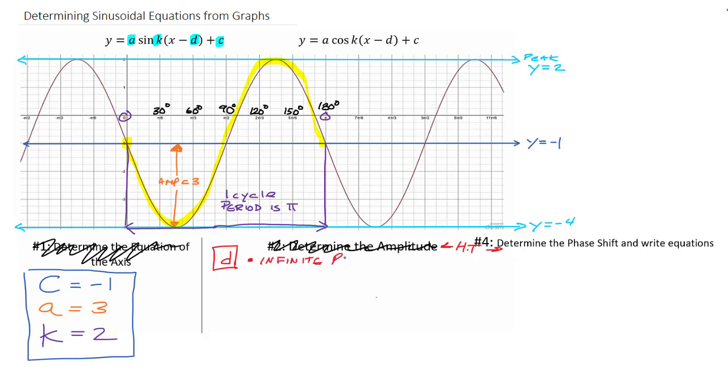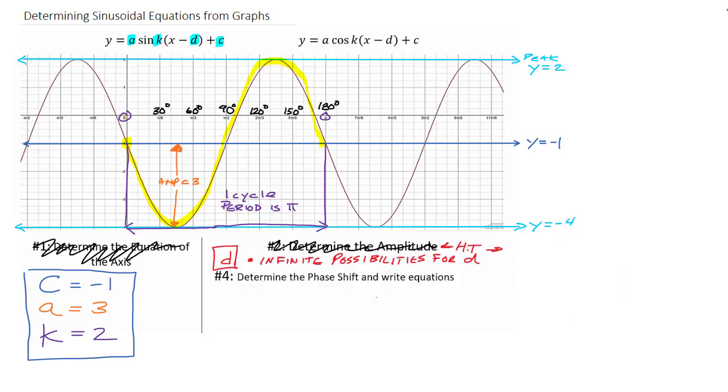That's the whole thing, okay? Infinite possibilities for D, because this thing just repeats over and over and over again. So it means there are infinite places to start when you're doing sine or cosine. All right, so I'm just going to move this over here so I've got lots of room. Okay, let me get rid of my peak and all this stuff so I've got lots of room to write here.